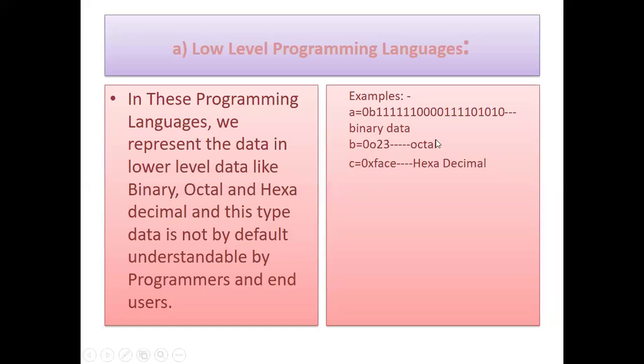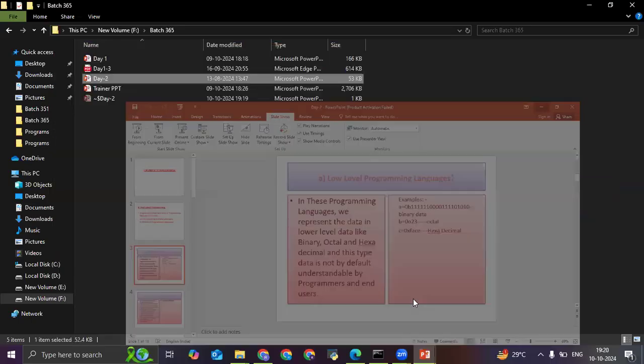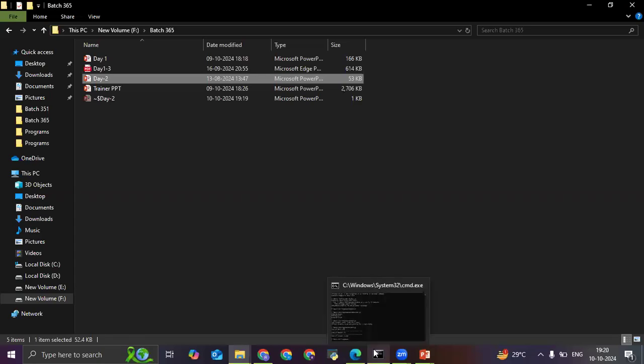Or if it's in the octal format, will we be able to understand this? No. We again need to do the conversion. Hexadecimal also, again, we need to do the conversion. But in a high-level programming language, if it is written in the binary format, octal format, or hexadecimal format, we will be getting the output in the decimal number system format, which is understandable by everyone, which is understandable by the end user.